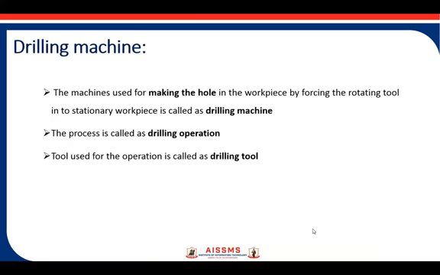Today we are going to see the drilling machine. A drilling machine is used for making a hole inside the workpiece by forcing the rotating tool into the stationary workpiece. This operation of making the hole is called a drilling operation, and to perform this operation a drilling tool is used.